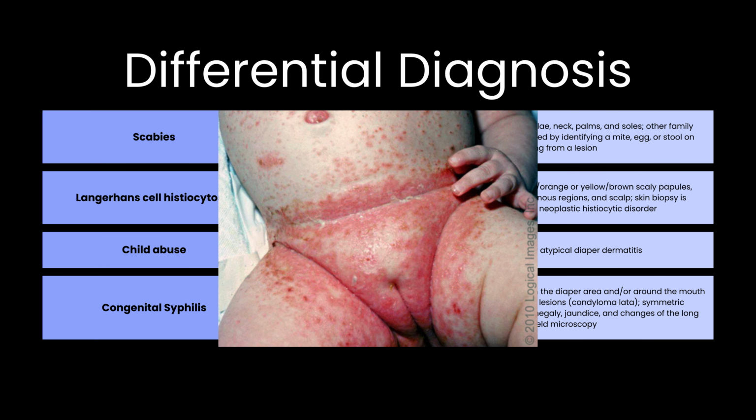Langerhans cell histiocytosis is a potentially life-threatening neoplastic histiocytic disorder that can present as a severe or recalcitrant diaper dermatitis. The cutaneous lesions usually present during infancy or early childhood and consist of red, orange, or yellow-brown scaly papules, erosions, and petechiae, most commonly in the groin, intertriginous areas, and scalp. A skin biopsy is necessary to confirm the diagnosis.